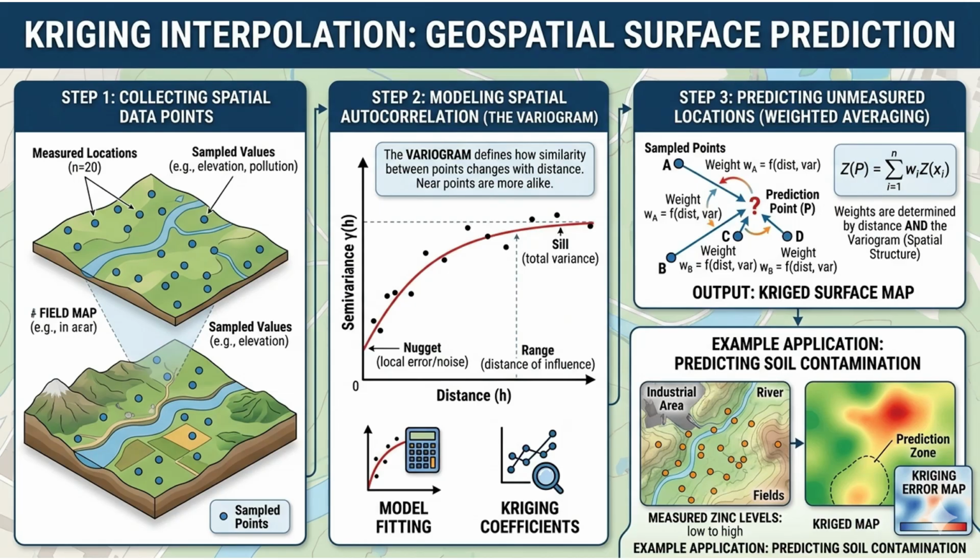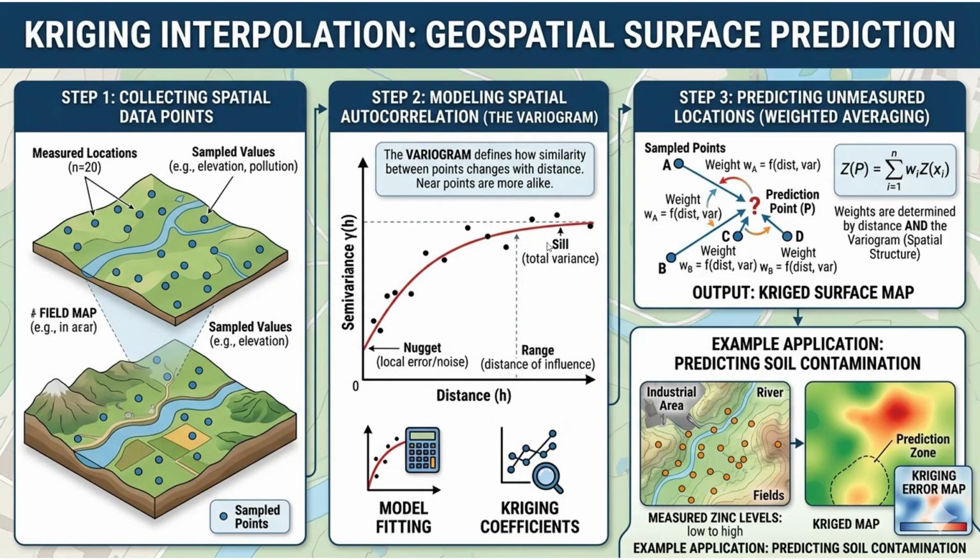After this, you do model fitting, you calculate the kriging coefficients, and the third step is to do the prediction, to predict a value at a new spot. Suppose I have a point P here that I am trying to find the elevation for. Kriging assigns weights to the nearby samples. I have 3 points near it, and the weights are assigned according to the variogram. Then I will get an output, which is a kriged surface map.